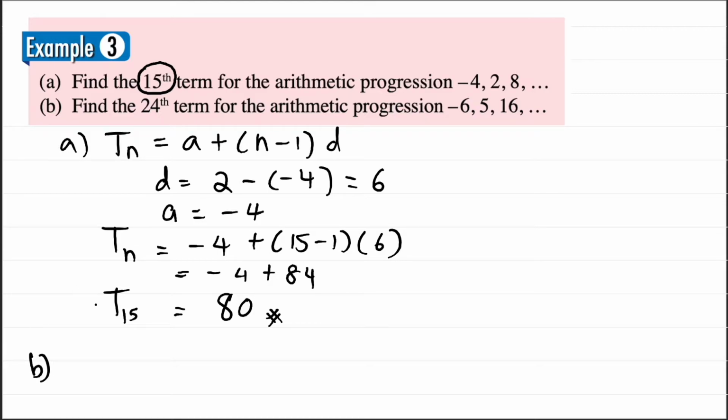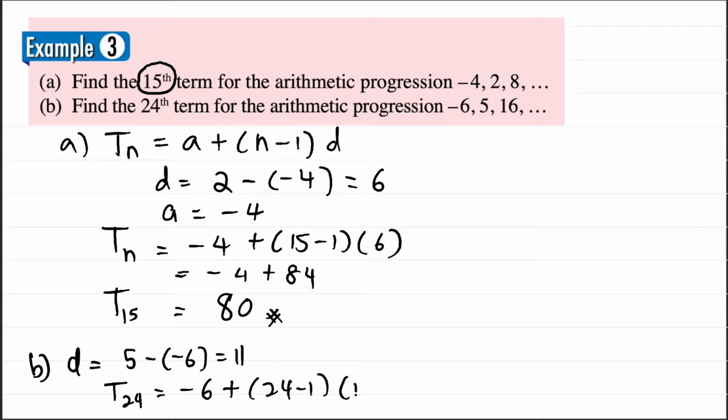Okay, boleh. Tengok B. Cari D dulu siap-siap. D dia adalah 5 tolak 6. Kita akan dapat 11. Dan terus cari T24 sama juga dengan A dah bagi kat situ. Negatif 6 tambah 24 tolak 1 darab 11.